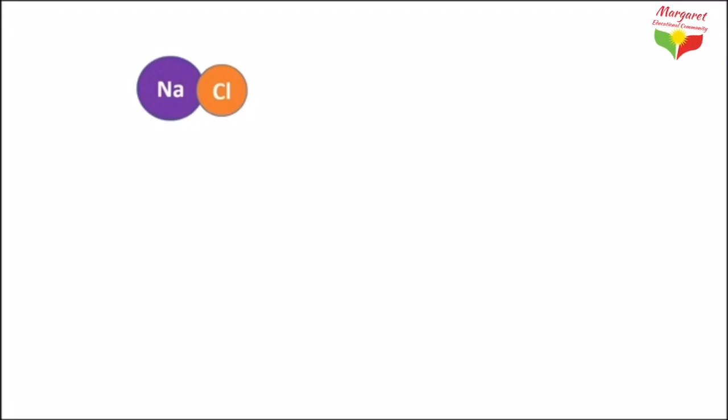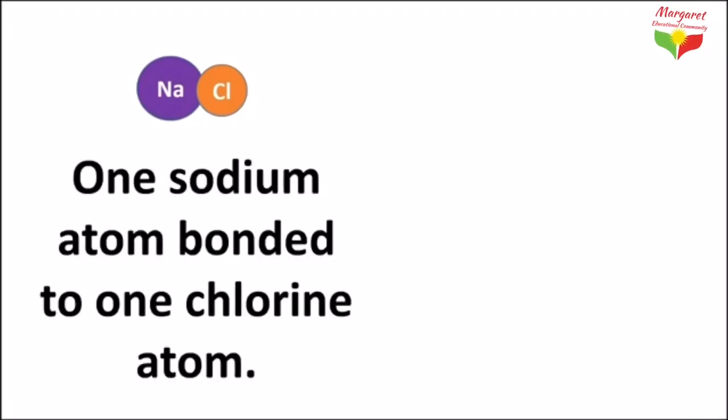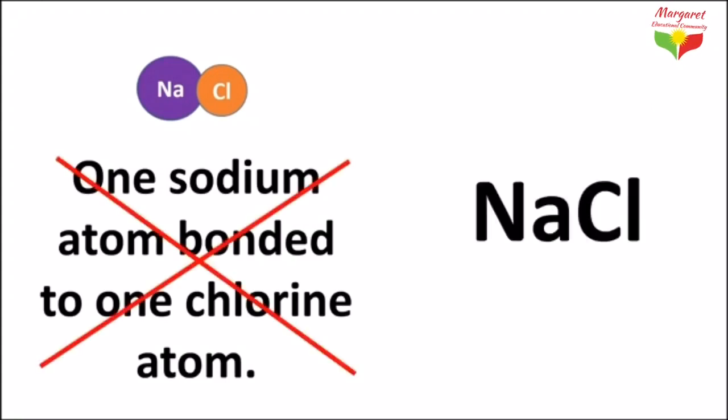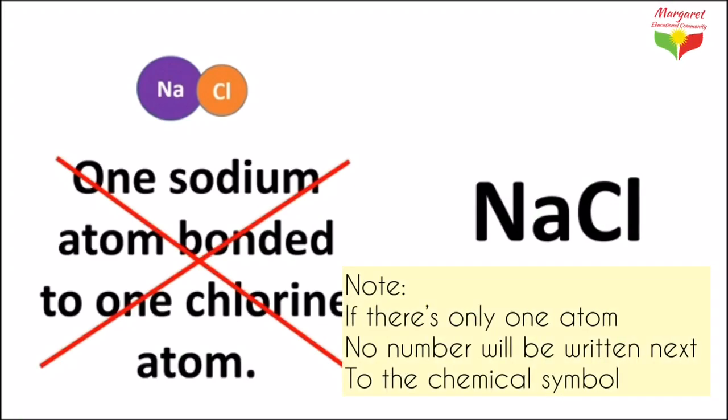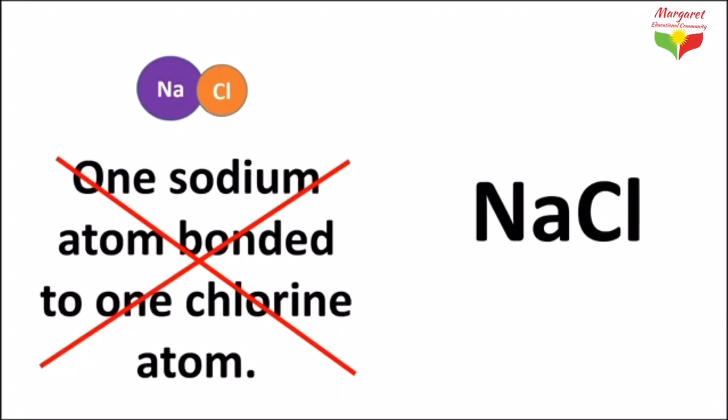Take salt for instance. Salt consists of one sodium atom bonded to one chlorine atom. So instead of writing all this down, we can shorten it to NaCl. Na for sodium, there's only one of them, so there's no number. Cl for chlorine, again, there's only one of them, so there's no number in the subscript.